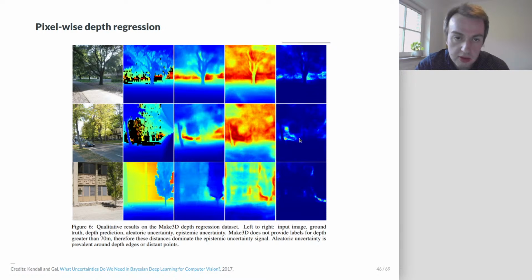Yeah, it's a bit more difficult to discuss. They say that aleatoric uncertainty is prevalent around depth edges or distant points, as I said. And they say that Make3D does not provide labels for depth greater than 70 meters. Therefore, these distances dominate the epistemic uncertainty signal. Okay, which is why these points far away have large epistemic uncertainty.